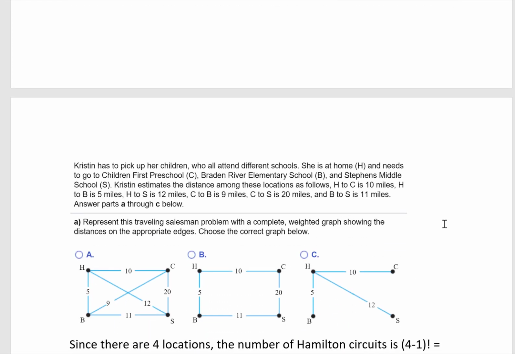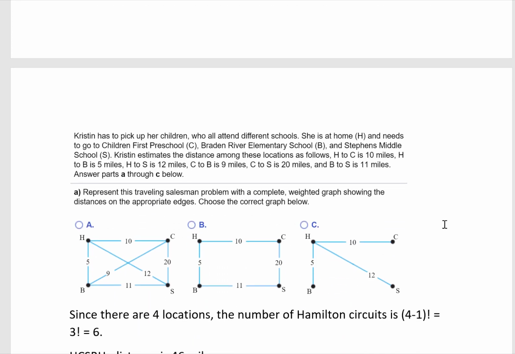Kristen has to pick up her children who all attend different schools. She is at home and needs to go to the Child's First Preschool, Brandon River Elementary School, and Stevens Middle School. Kristen estimates the distances among the locations as follows. H to C is 10 miles, H to B is 5 miles, H to S is 12 miles, C to B is 9 miles, C to S is 20 miles, and B to S is 11 miles. Answer parts A to C below.